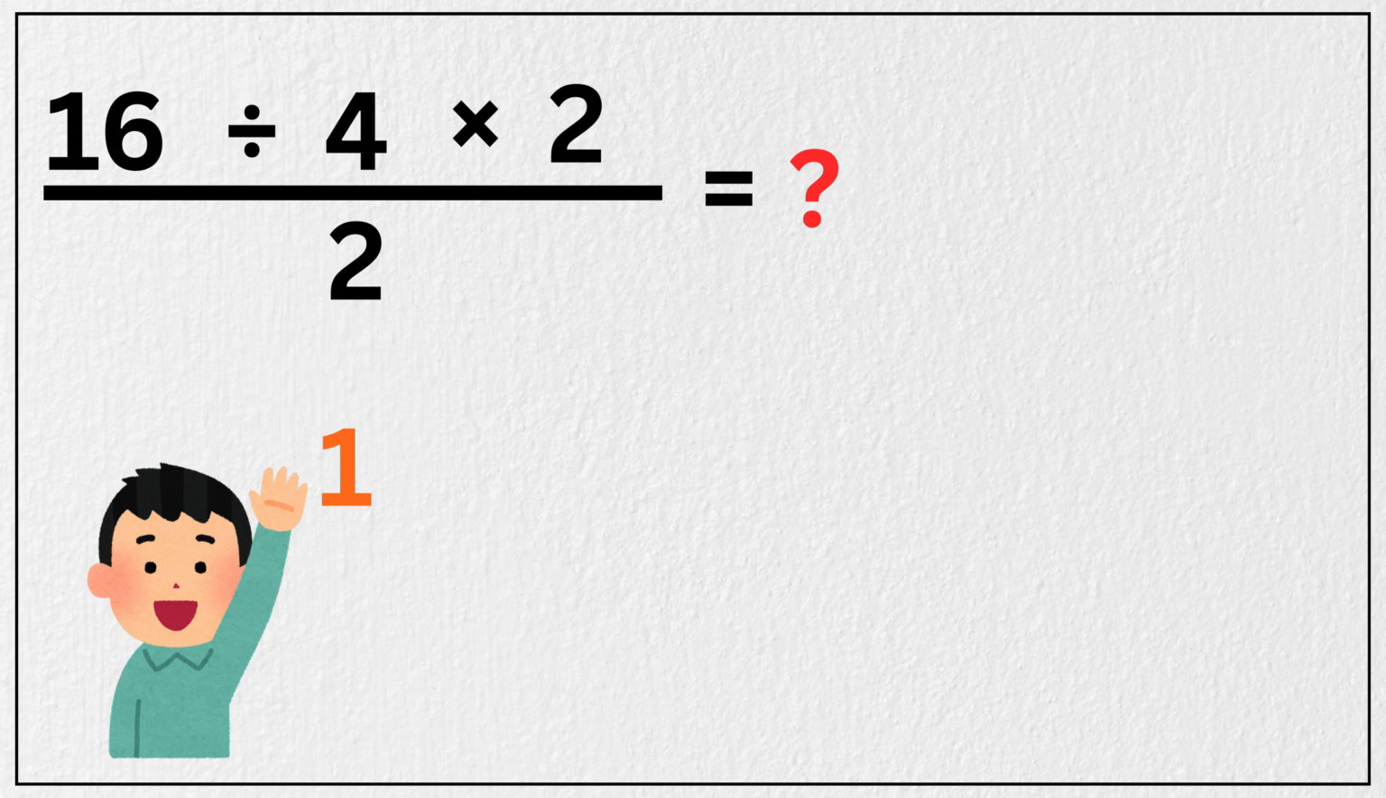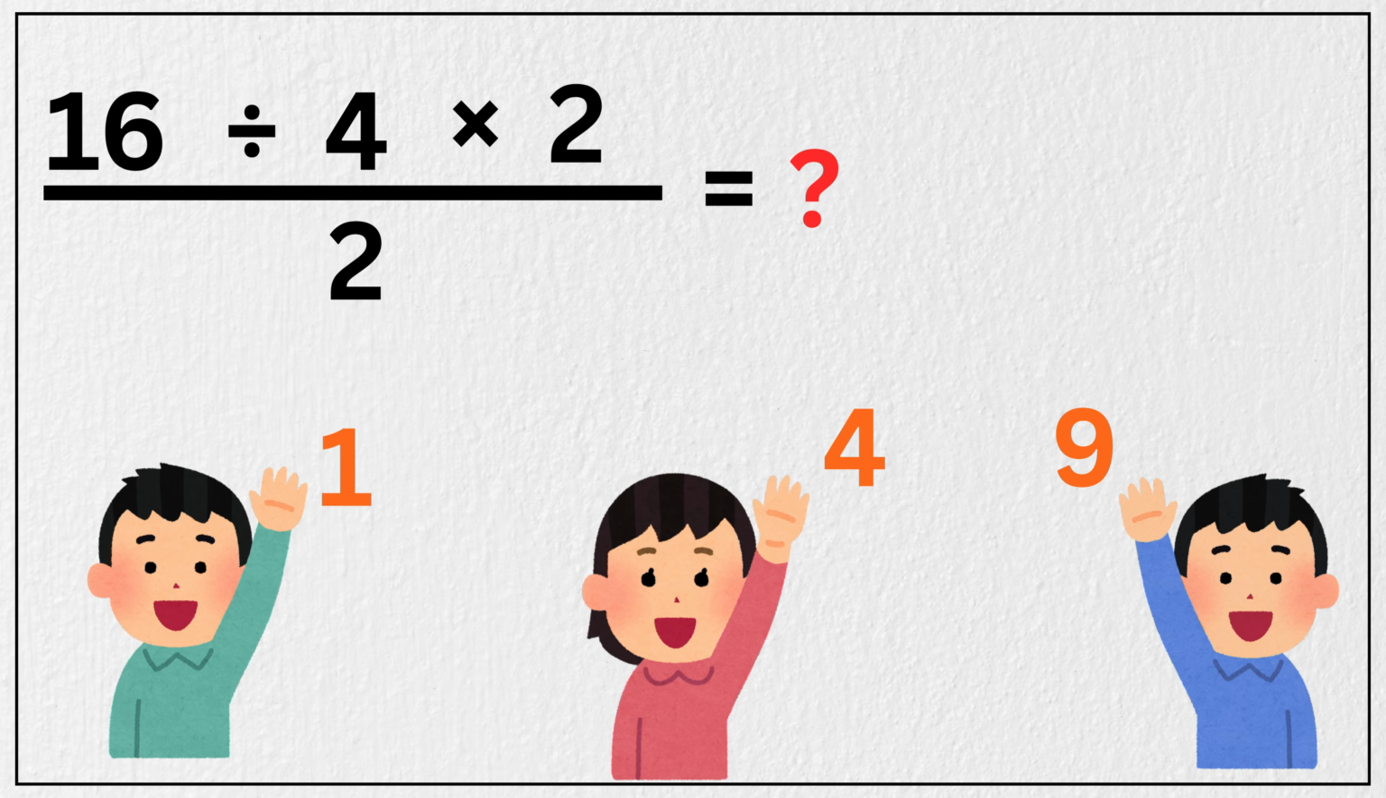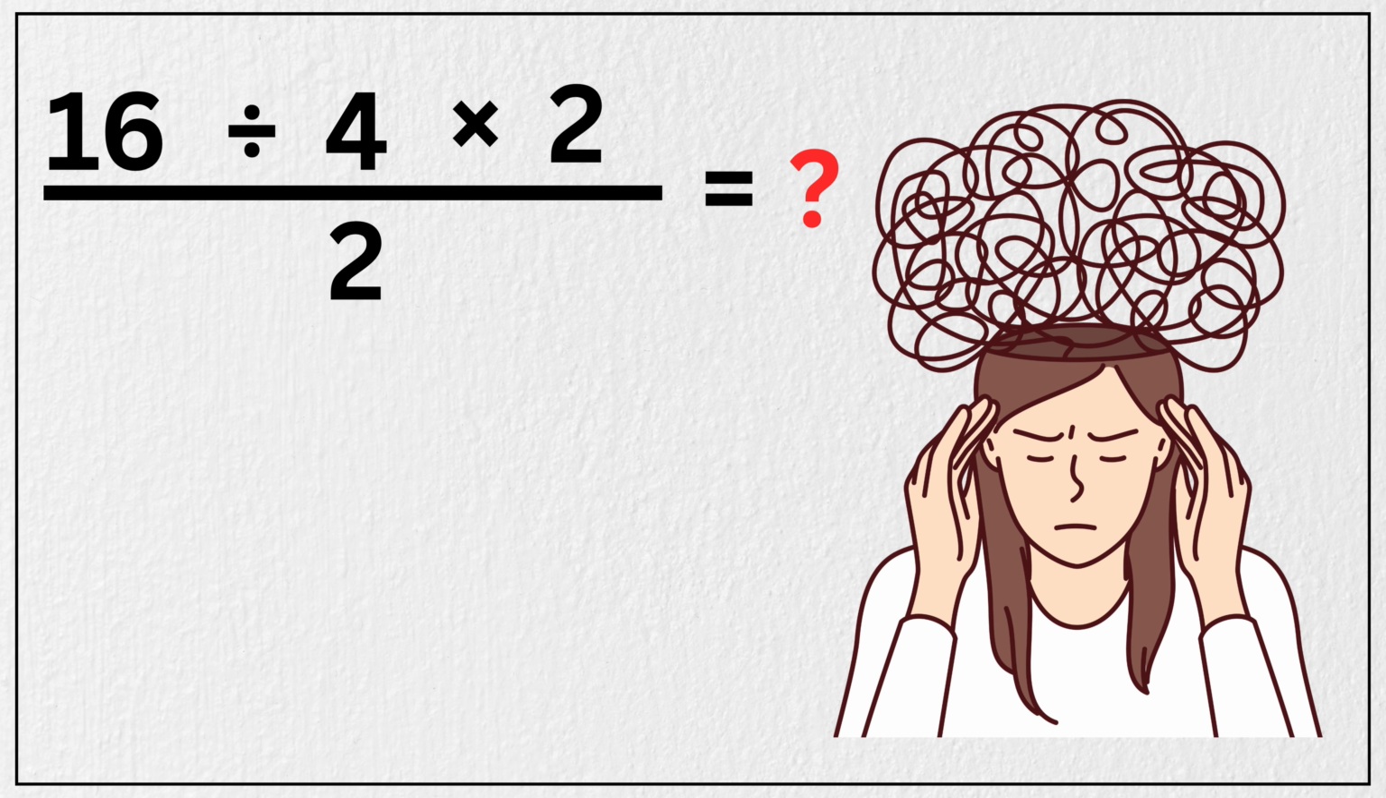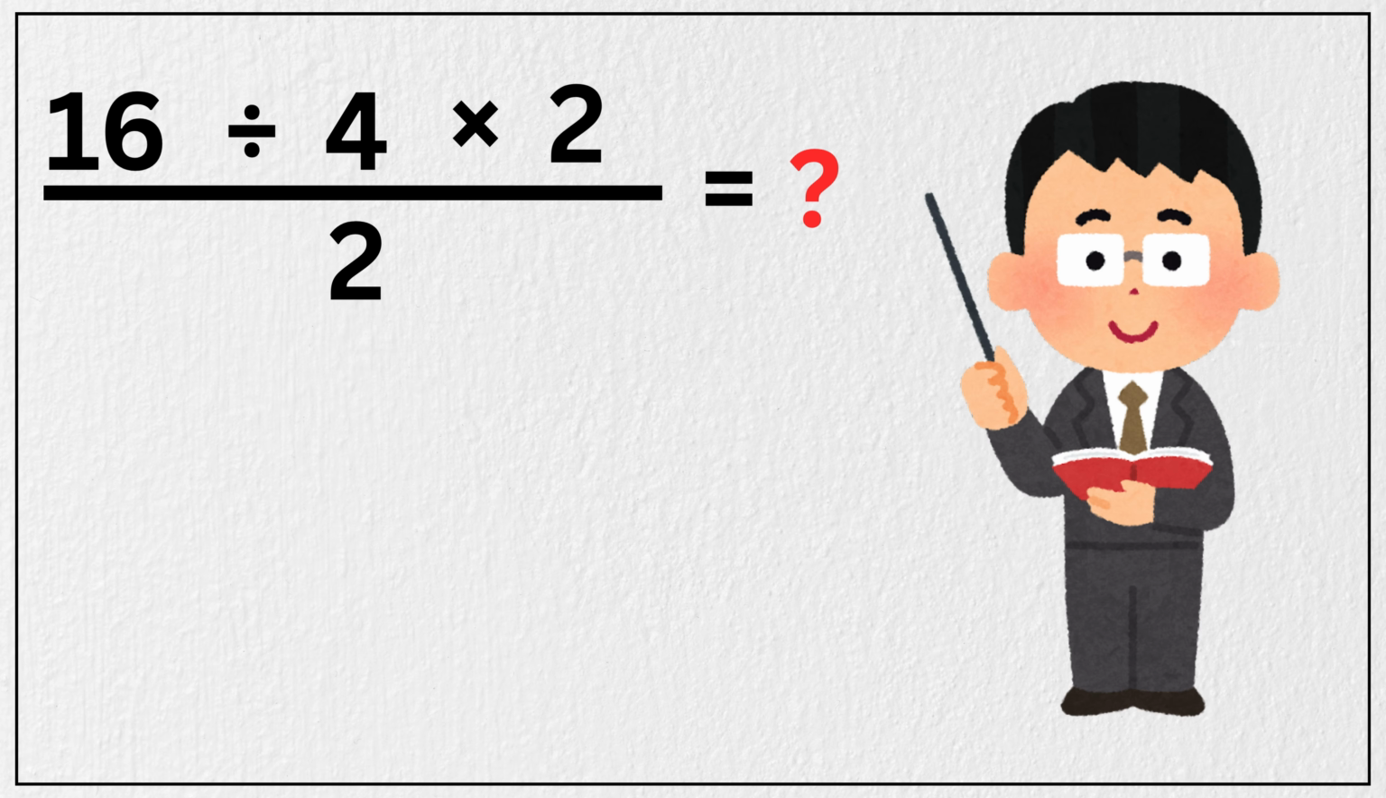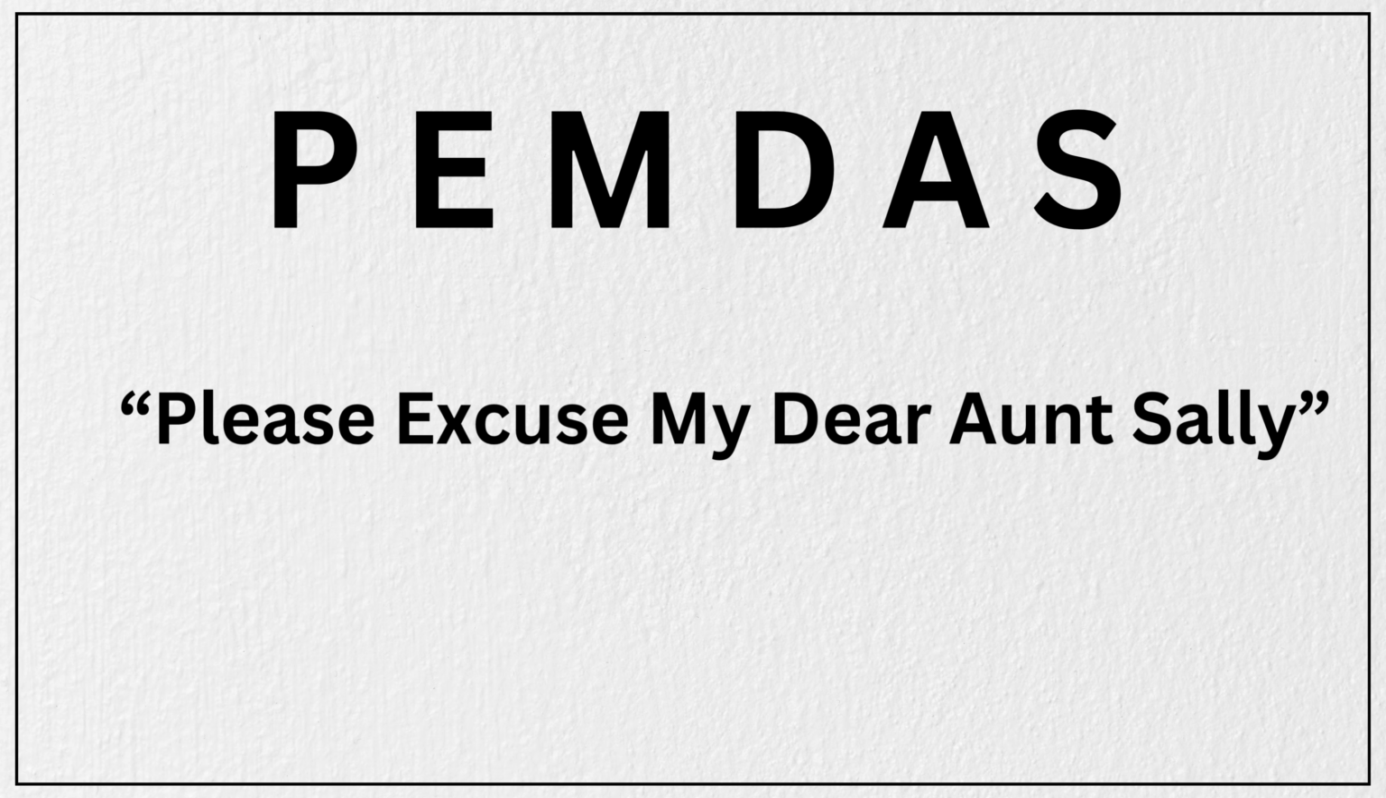Well, imagine if different people solved the same problem in completely different ways. One starting with multiplication, another starting with division, and another moving from right to left instead of left to right. The results would be inconsistent, and math would quickly turn into chaos. So mathematicians agreed long ago on a universal rule for the correct order in which operations must be performed. That rule is called PEMDAS, and it is remembered by a funny little phrase. Please excuse my dear Aunt Sally.